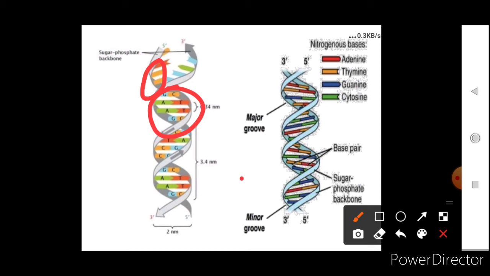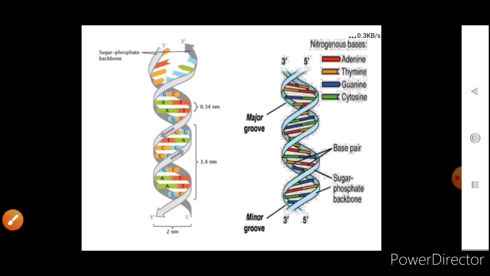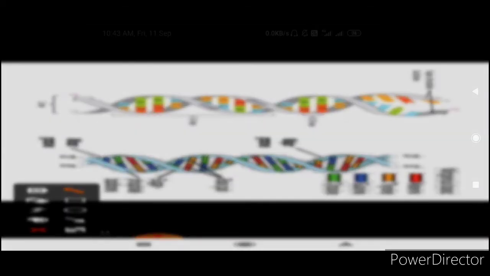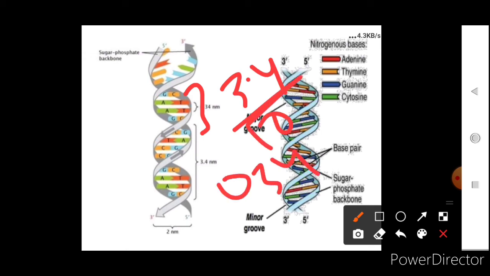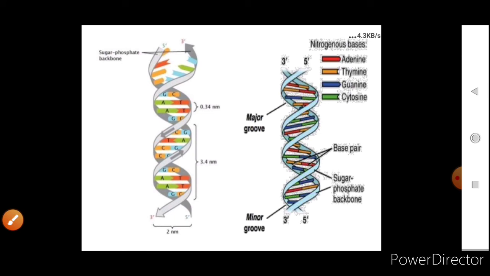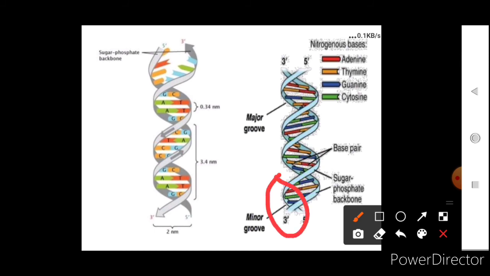Now this is the major groove. We also discussed here that a particular helical turn has 3.4 nanometer distance, and approximately 10 base pairs are there, so when we divide 3.4 by 10, we get 0.34. That is the distance between the two base pairs. This we can call the minor groove. The depression here is very small, so we call it the minor groove. And this is the major groove in the DNA.